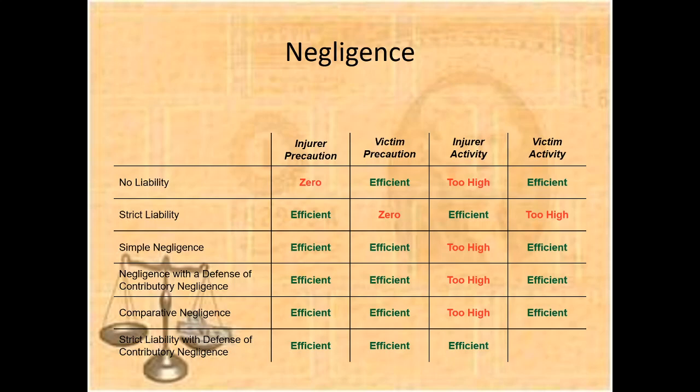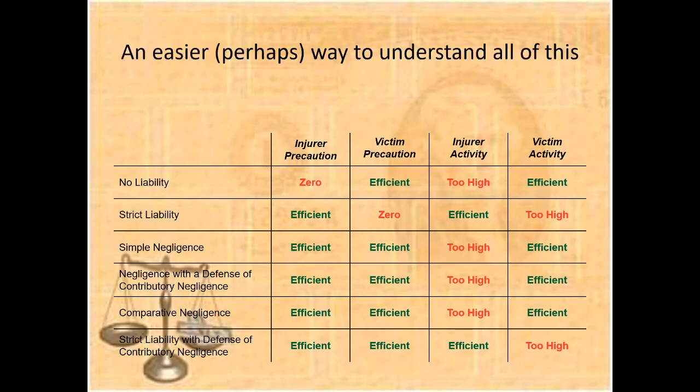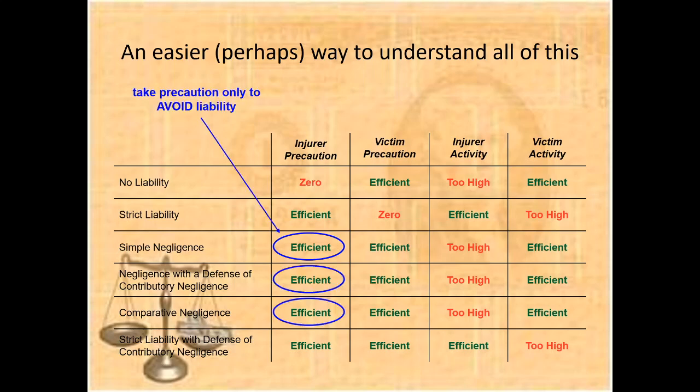So what is the final matrix point? That is strict liability with the defense of contributory negligence: injurer's activity level is efficient, and victim's activity is too high. An easier way to understand all of this is, see, you take precaution only to avoid liability. So this is why, but the result is too high a level of activity.